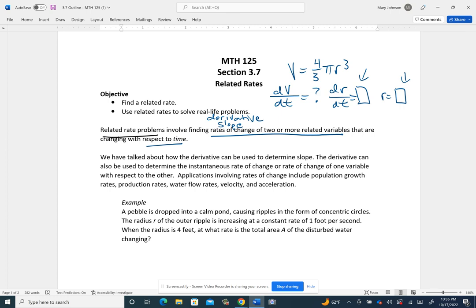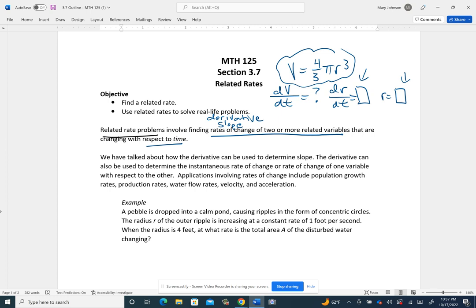That's kind of the idea. So what happens is we wind up having to do the derivative of this equation right here on both sides with respect to a third variable, time. So it requires that we use implicit differentiation. That's why this section comes at the end of chapter 3. We can't do it until we know how to do implicit differentiation. Okay, so this paragraph just outlines the idea and the importance of it.